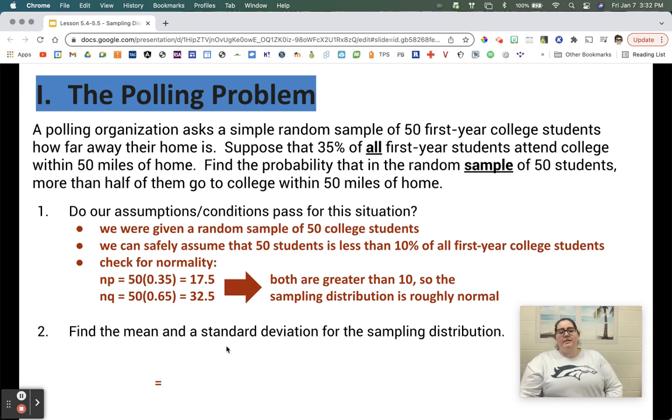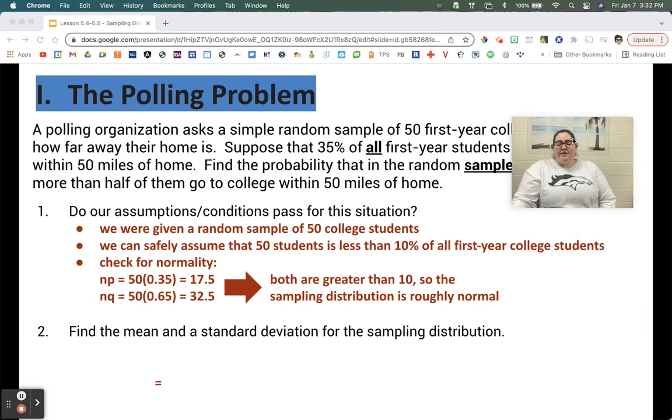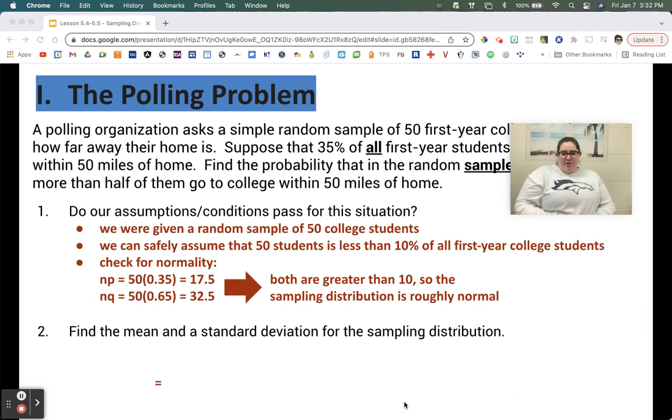My next step, now that I know the shape of the sampling distribution, is to find the mean and standard deviation. That's where the formulas from the formula chart come into play. The first formula tells us the mean of our sampling distribution for p hat is just equal to p. And p, remember, was what was true for the whole population. So 35% was our p.